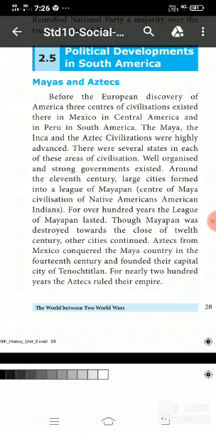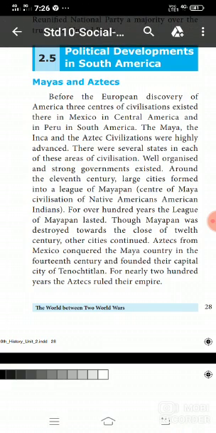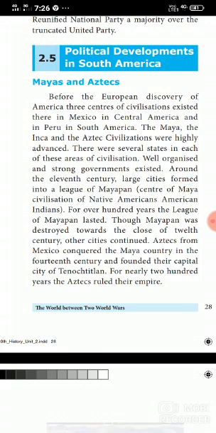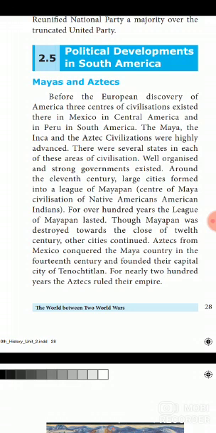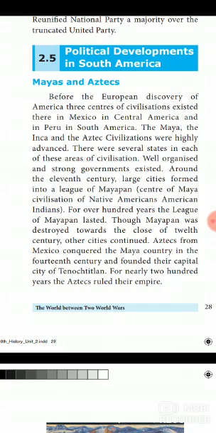For over 100 years, the League of Mayaban lasted. Though Mayaban was destroyed towards the close of the 12th century. This center means the large cities of Maya. Mayaban was destroyed at that time, and the other cities also continued at that time.